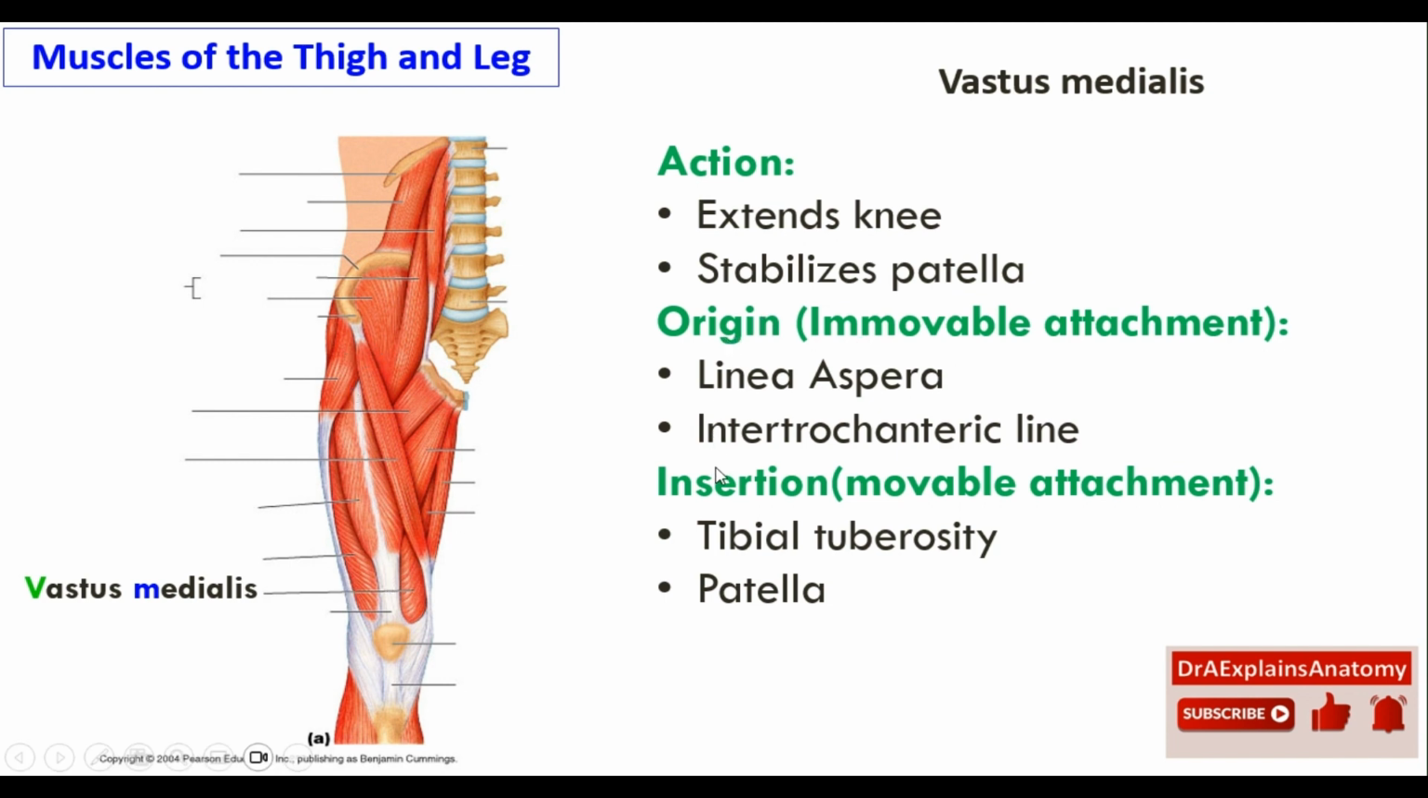Also, the origin is the intertrochanteric line. It is a structure also on the posterior aspect of the femur between the two trochanters. Moving to the insertion, the vastus medialis is inserted on the also tibial tuberosity and the patella, similar to the rectus femoris muscle.